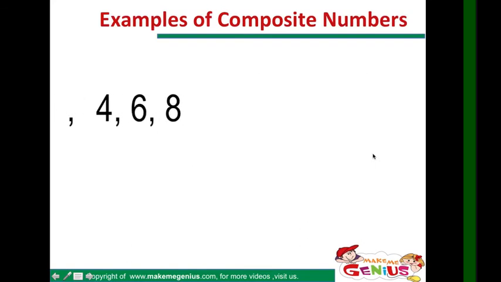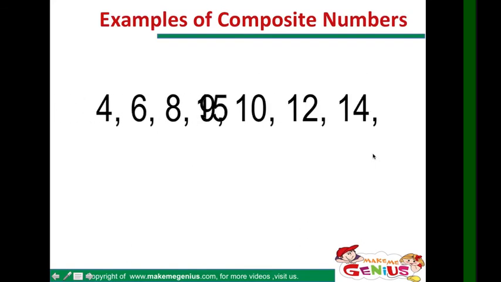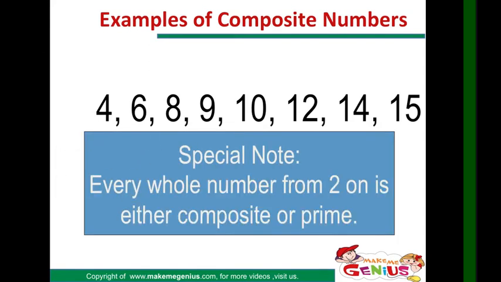So, halimbawa ng mga composite number ay 4, 6, 8, 9, 10, 12, 14, and 15. Take note that every whole number from 2 on is either composite or prime. So, lahat daw ng number starting sa number 2 ay maaaring composite or prime. So, 2. Ang 2 ay prime number. Okay? Kasi itself lang yung divisibility niya at saka 1. Another, after ng 2 ay 3. Ang 3 ay either composite or prime. Ano siya? It's a prime.